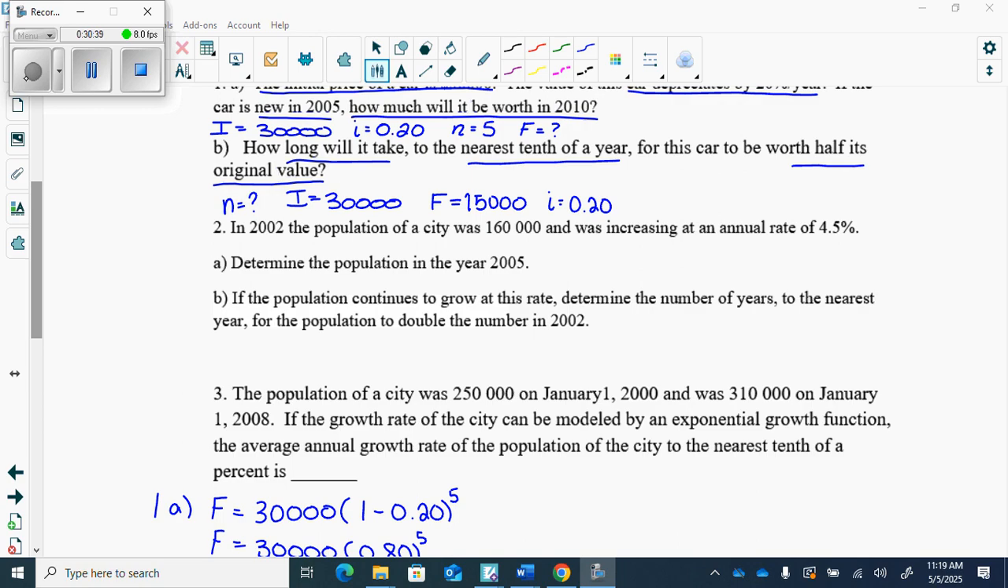So we go 2005 minus 2002, n is 3. The initial is 160,000. And then the little interest rate, you take that 4.5 and divide it by 100, you get 0.045. So our final equals 160,000, bracket 1 plus 0.045 to the 3. Our number should be bigger than 160,000. What do we get? Did anyone type it in? Did you get?